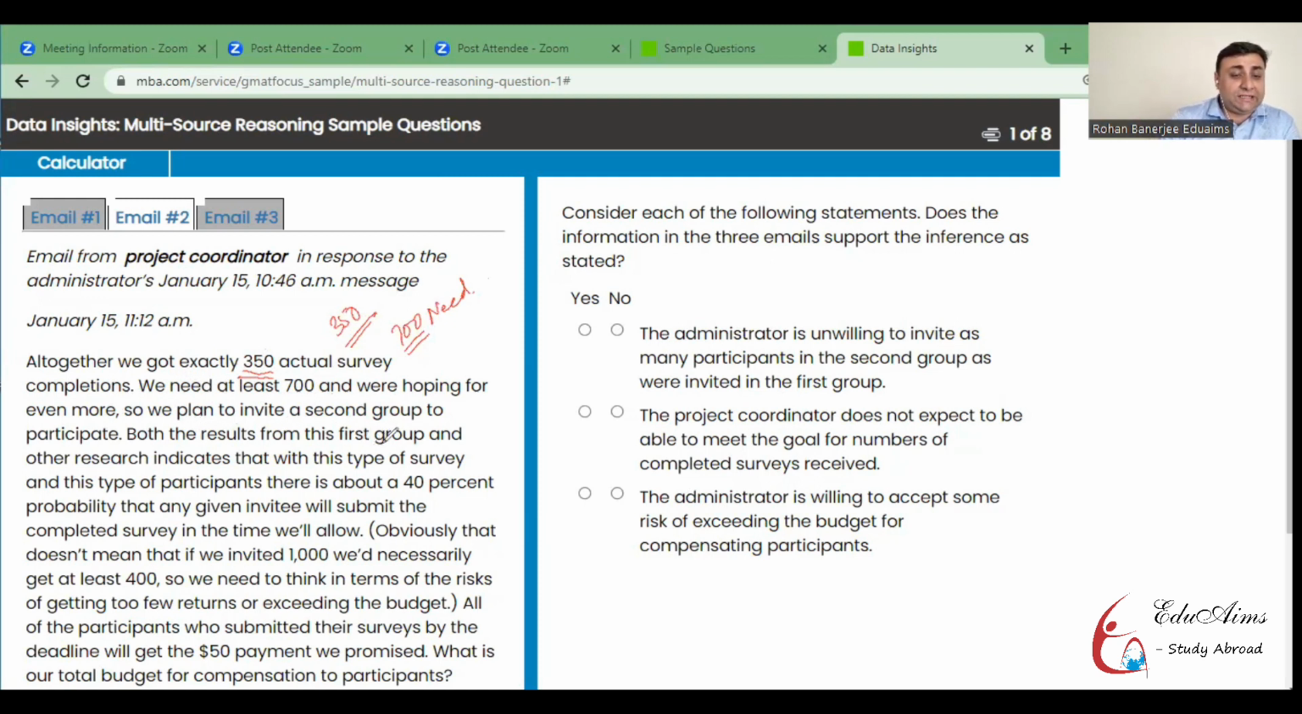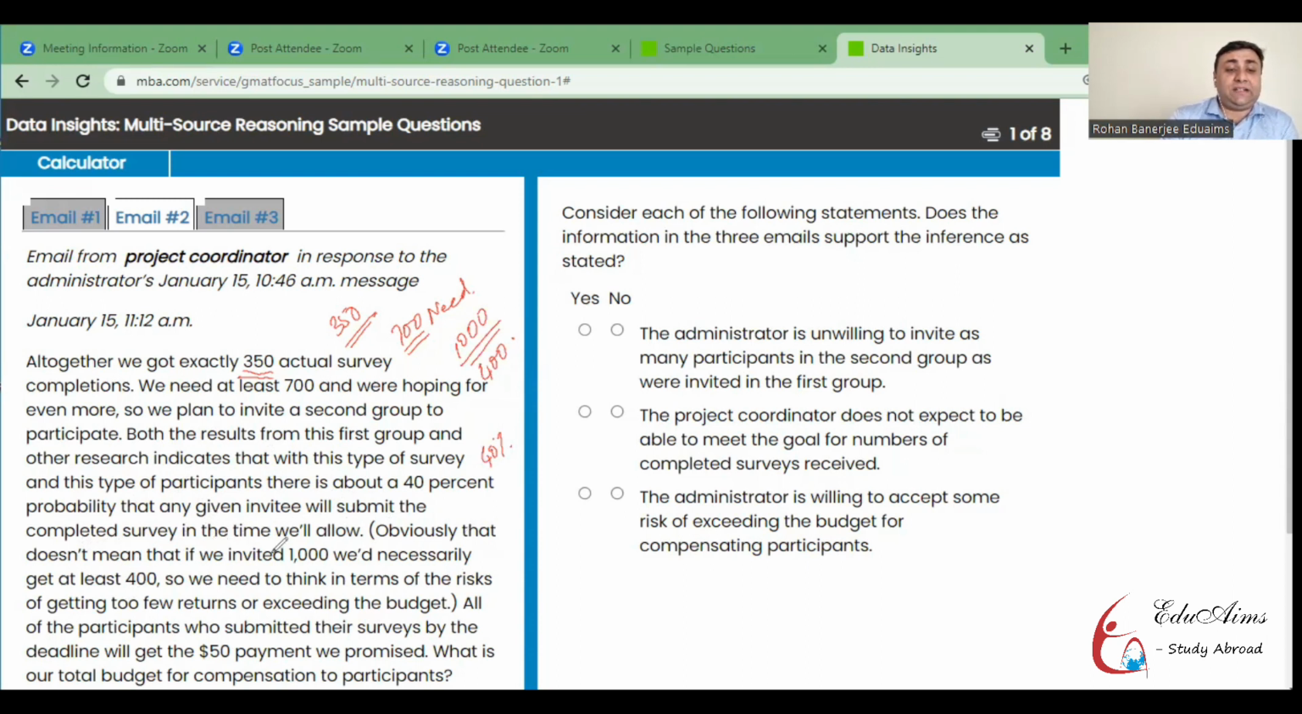Both the results from this first group and other research indicate that for this type of survey and this type of participant, there is about a 40% probability that any given invitee will submit the completed survey in the time we allow. So if they send a survey to 1,000 people, around 400 will respond. Of course, it's not a definitive number, but that's the range.